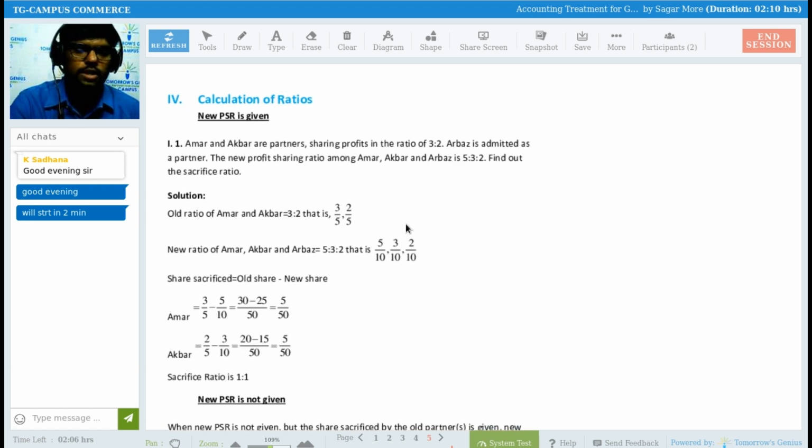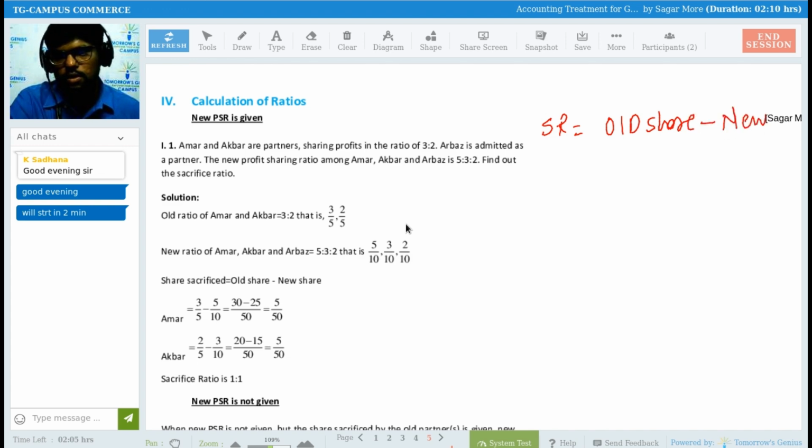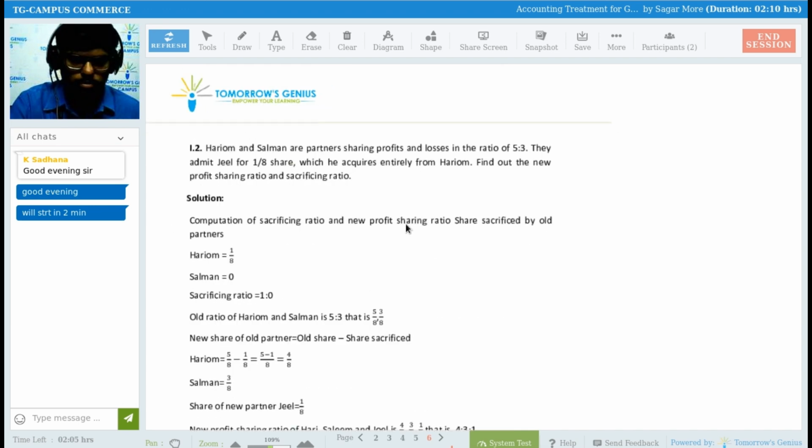We covered when new PSR is given. When new PSR is given and we have to calculate sacrifice ratio, we use one formula: sacrifice ratio is equal to old share minus new share, right? So the first thing we did was the calculation of sacrifice ratio when new PSR is given. I'm just revising what we completed so far.